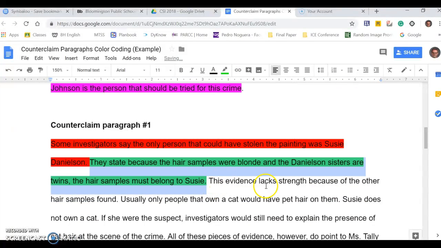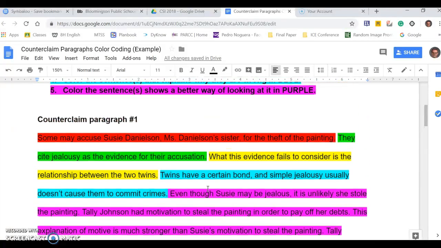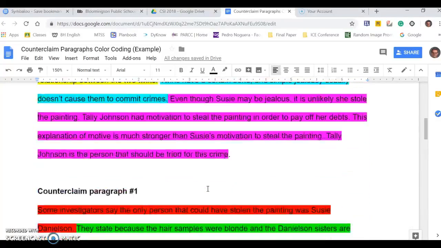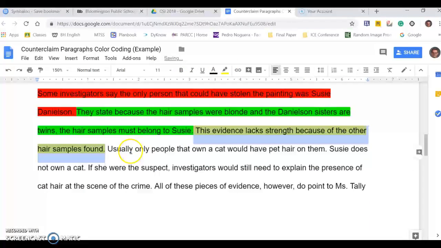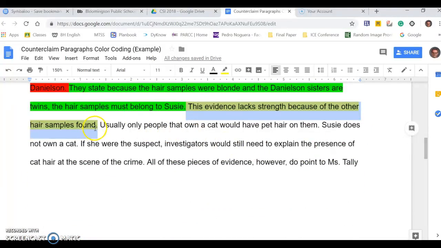Next sentence says, this evidence lacks strength. You can tell that it lacks strength. Those are the reasons why it's a bad way of thinking, because of the other hair samples found. So I'm going to color code that one yellow. Usually only people that own a cat would have pet hair on them. So again, that's more of an explanation. So we're going to color code that blue.